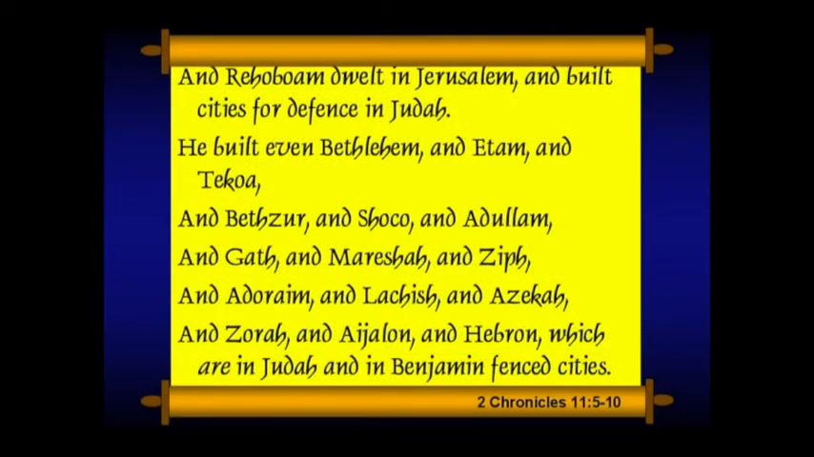And Rehoboam dwelt in Jerusalem and built cities for defense in Judah. He built even Bethlehem and Etam and Tekoa and Bethzur and Shoco and Adullam and Gath and Mareshah and Ziph and Adoraim and Lachish and Azekah and Zorah and Ajalon and Hebron. Ajalon is a valley there in Beth Horon. Which are in Judah and in Benjamin, fenced cities. Jerusalem is technically in Benjamin, not Judah, but it's right on the border. So Judah and Benjamin for this purpose are together, obviously.